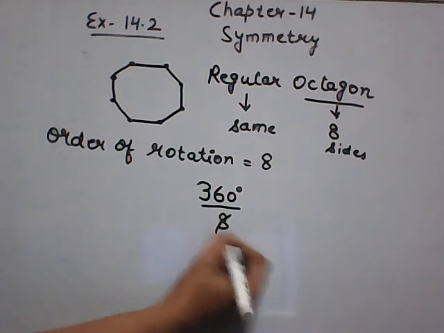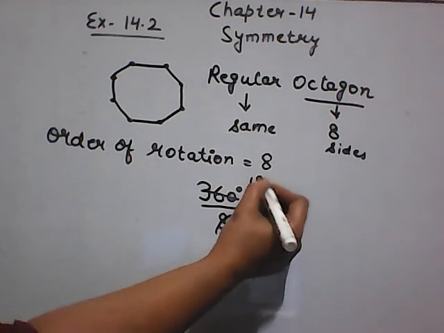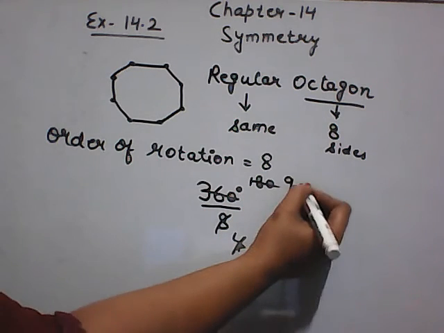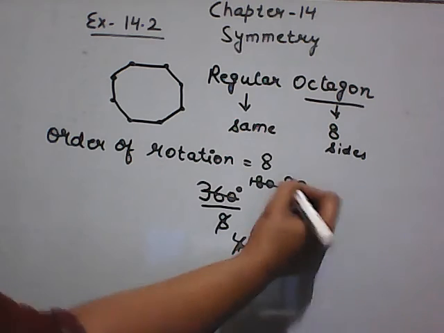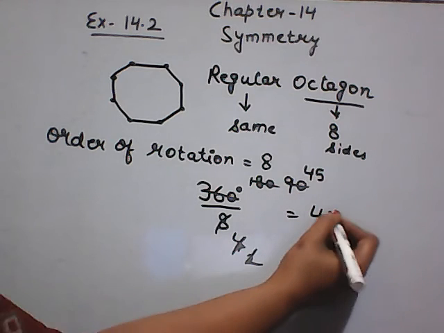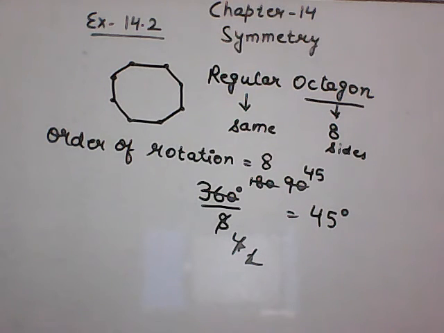Here 2 fours are 8, 2 ones are 2, 2 eights are 16, 0. 2 twos are 4, 2 nines are 18, 0. 2 fours are 8, 2 fives are 10. It is 45 degrees. So, in a regular octagon, the angle of rotation is equal to 45 degrees.